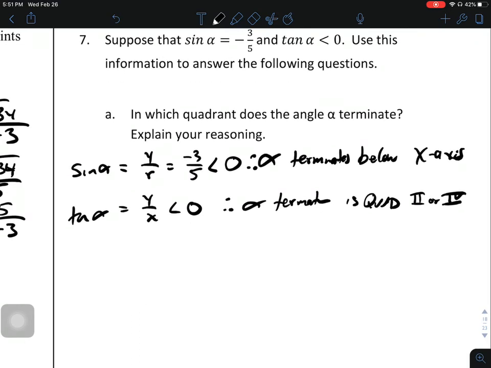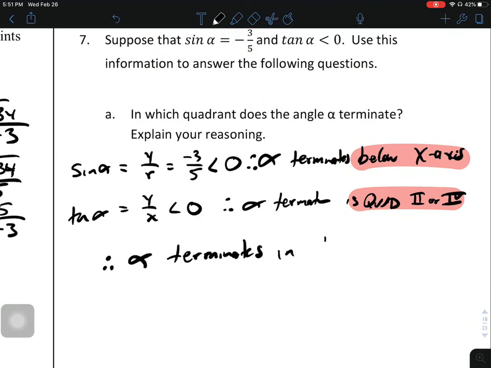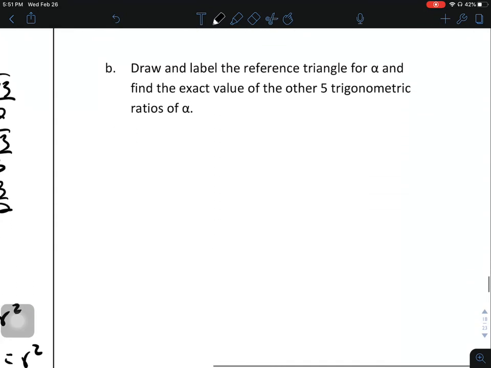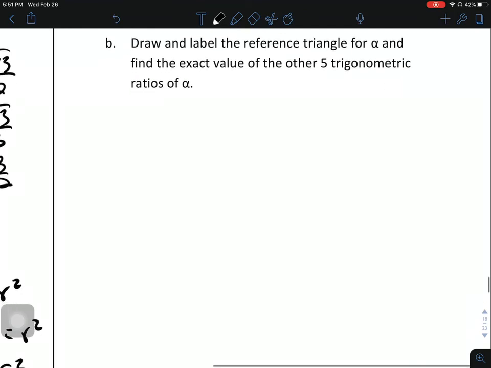If we combine those two things, our conclusion is that alpha terminates below the x-axis. Which quadrant? 2 or 4 is below the x-axis. It's quadrant 4. Moving on. B, draw and label the reference triangle for alpha and find the exact value of the other 5 trig ratios of alpha.